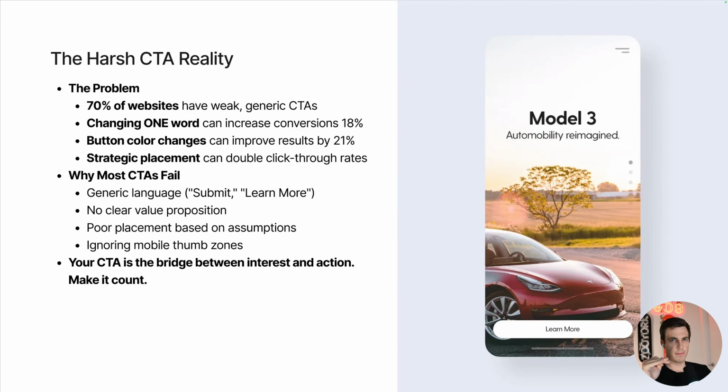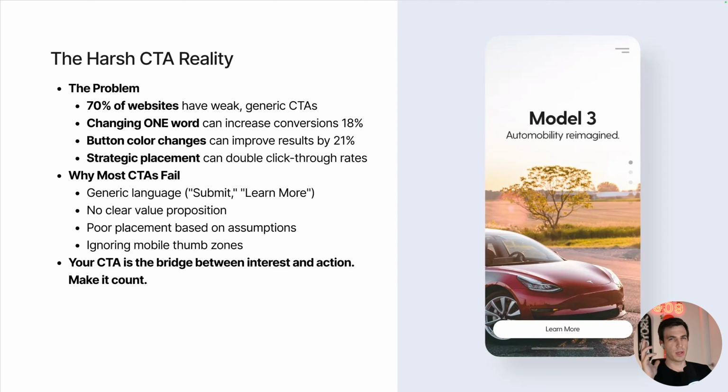The harsh reality of call to actions is that 70% of websites have weak and generic call to action. Changing one word can increase conversions by up to 18%. Button color changes can improve results by 21%. Strategic placement can double click-through rates. Yeah, you heard that right.